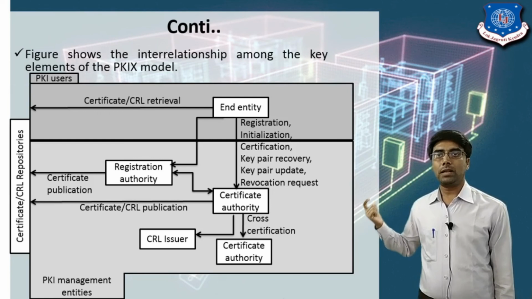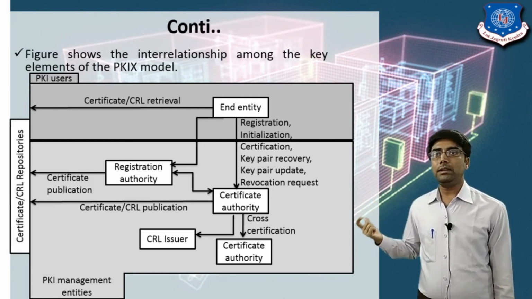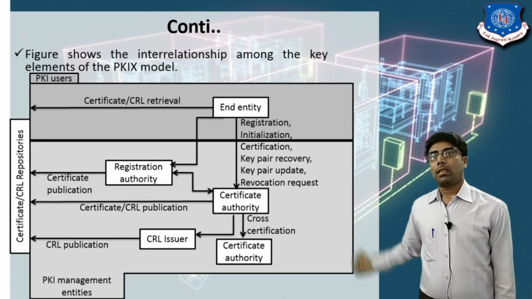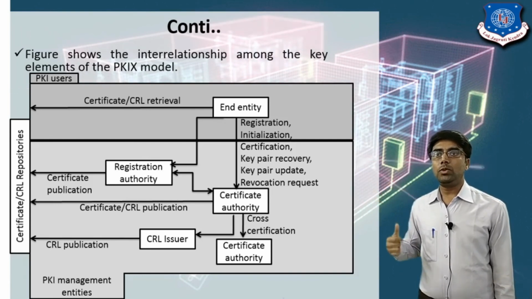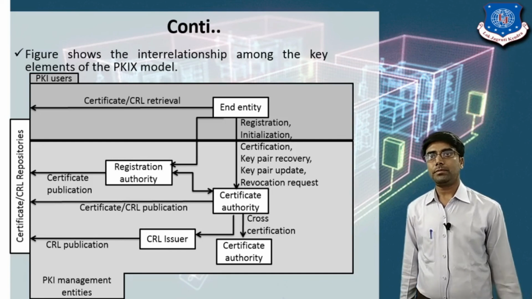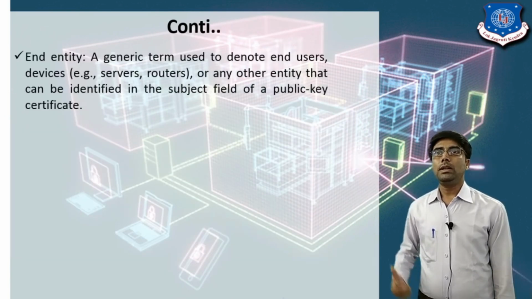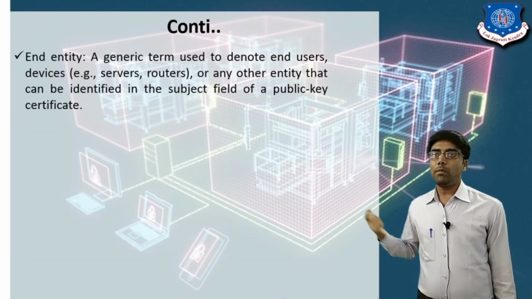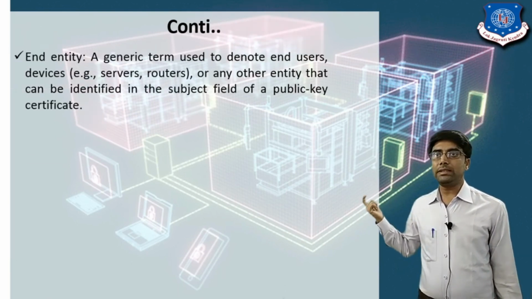Now the CRL issuer means certificate revocation list issuer. It means the certificate authority can delegate the public CRL to the CRL issuer. Now the CRL issuer generates the CRL publication and it is sent to the certificate or CRL repository. So this is all about the PKI, and I already explained what is end entity.